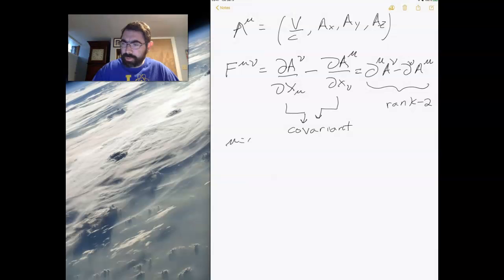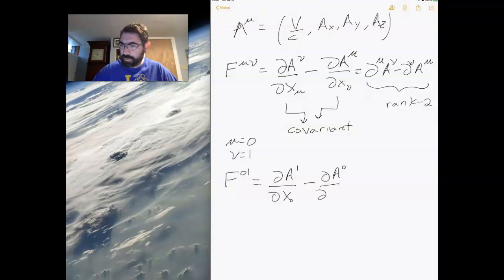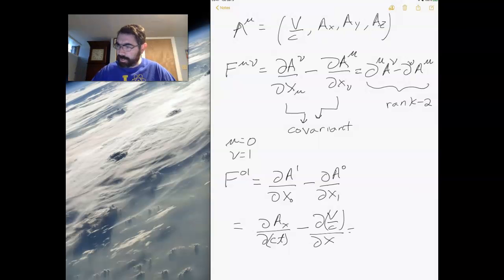Okay, so let's just check this to see if this really works. If we use mu equal to 0, nu equal to 1, that would give us F01, which would be the derivative of A1 with respect to x0 minus the derivative of A0 with respect to x1, which if I put this in, I would get the derivative of Ax with respect to ct minus the derivative of A0, which is V over c, with respect to x, which if I put this together gives me 1 over c, the x derivative with t, minus 1 over c dV/dx.